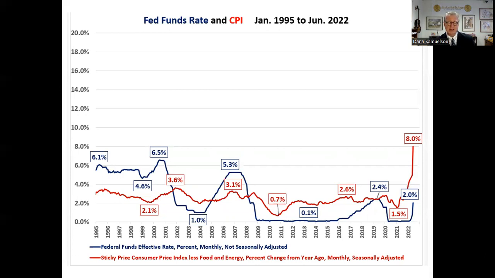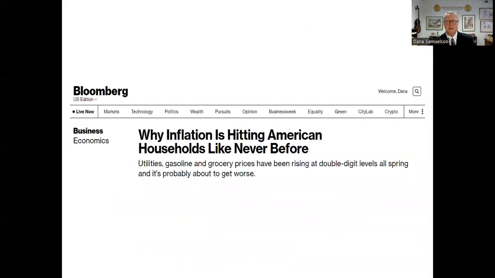So here's why inflation is hurting everyone today more than before. It's because utilities, gasoline, and grocery prices have been rising at double-digit levels all spring, and it's probably going to get worse. This is a Bloomberg headline going back about 3 weeks.